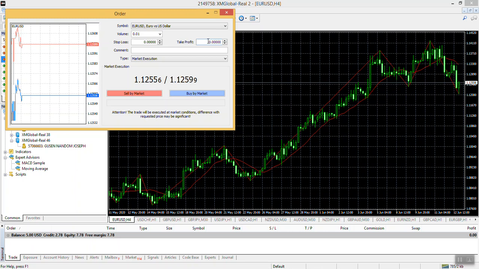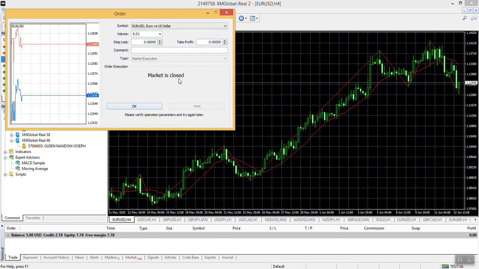Now if you're making a profit and it reaches that $2, the market will close. Okay, so this is it. And then we have different types of execution. For now, we're going to choose the market execution. Then we click on buy. I'm buying with 0.01 lot, but in this case I've not specified any stop loss or take profit, and then I click on buy.